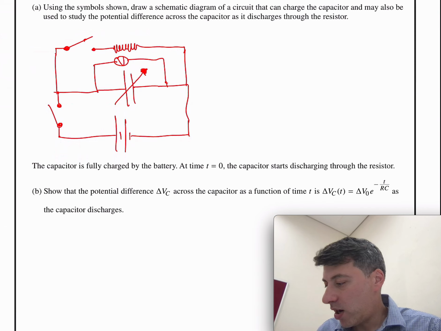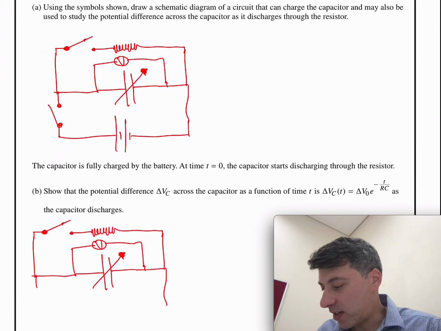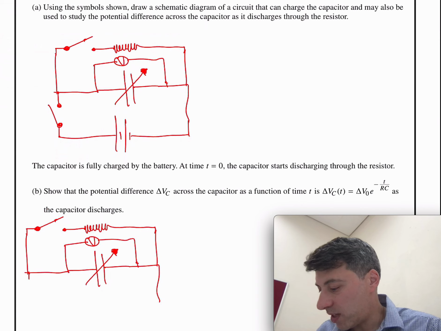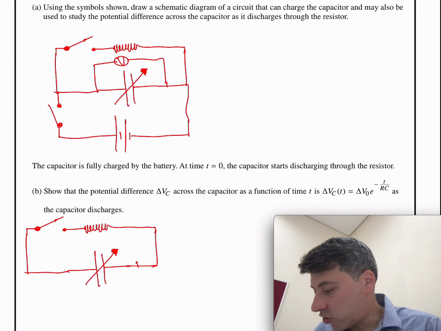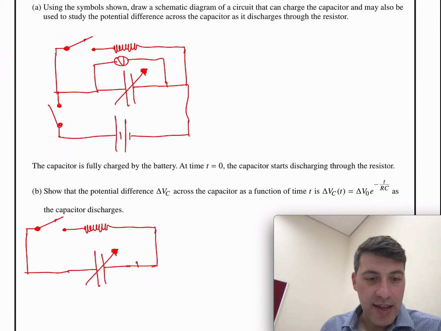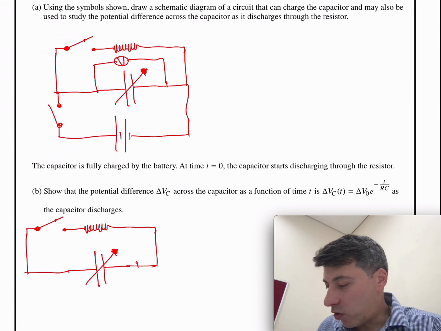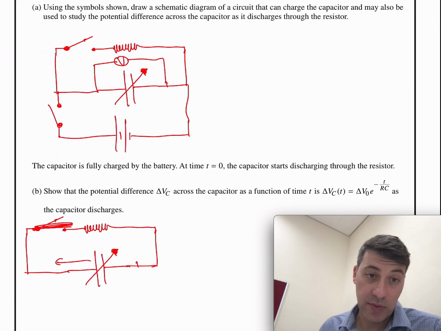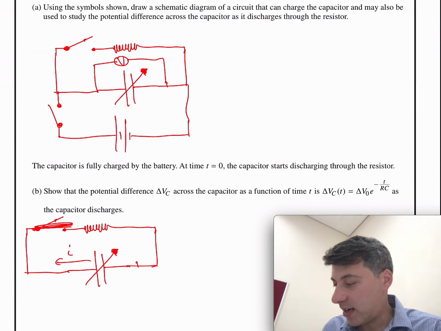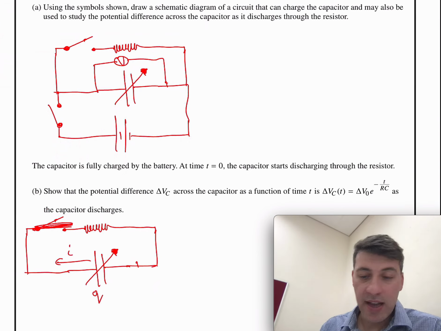However, I will use this part of the diagram, and I could remove the voltmeter just to show that the capacitor discharges. So when we close the switch, current will be flowing in the opposite direction of the battery than before, and this current is a variable current, so I'm drawing it with a small i, and the charge will be varying with time, and also the voltage of the capacitor will be varying with time.